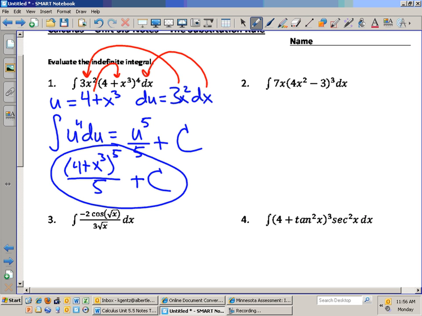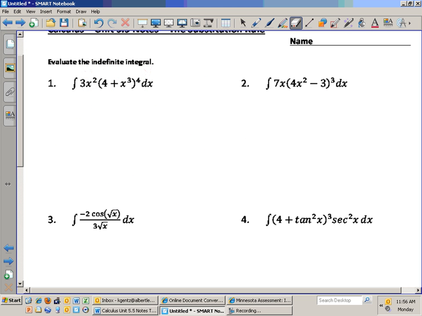Do you guys want to try number 2 on your own? See if you could get it? We can look at those, but I do want to do these 6. Sure. But what do I identify u as?